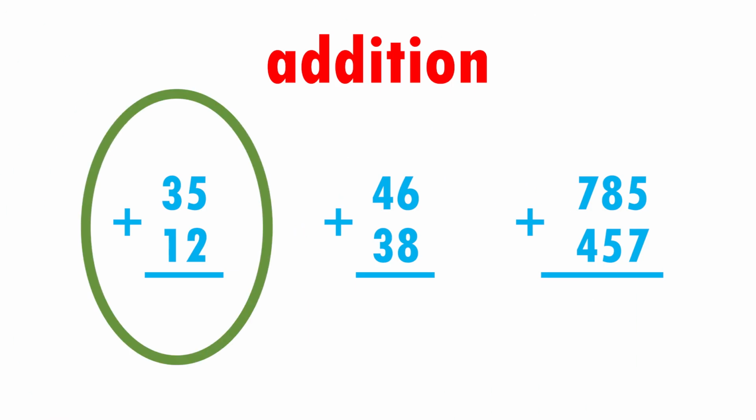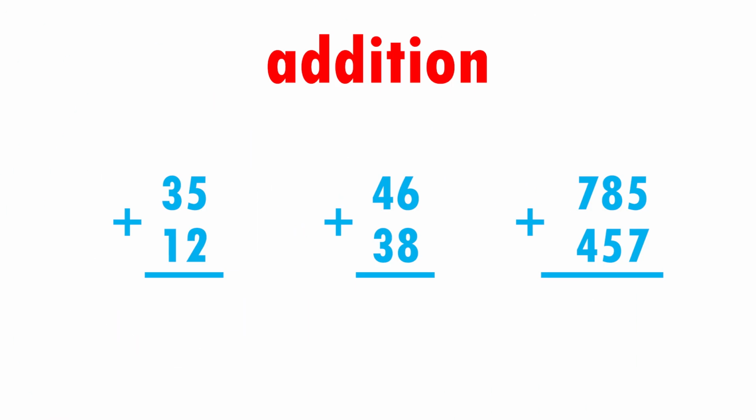First, we have 35 plus 12. We start by adding the ones. 5 plus 2 equals 7. Next, we add the tens. 3 plus 1 equals 4. So the sum is 47.